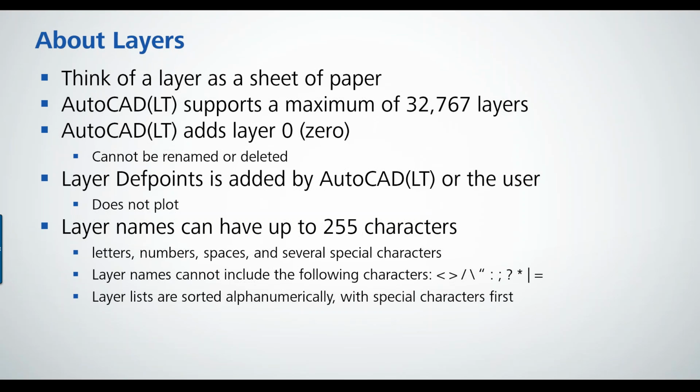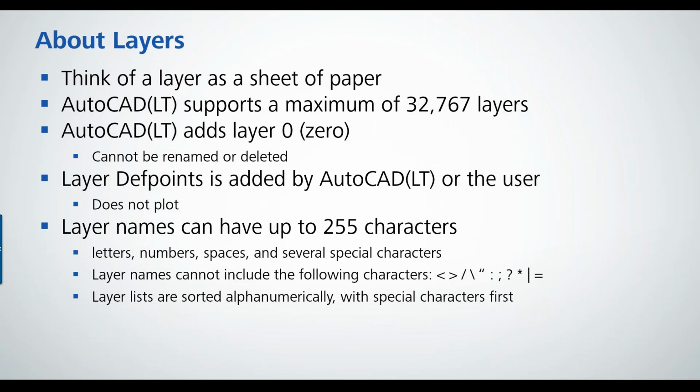Unlike a board drafter, AutoCAD and all the verticals, AutoCAD LT included, supports a maximum of 32,767 layers. You can create that many in your drawing, well, minus 2 of them. Layer 0 is a default layer. You can't do without it. It's the base for all other layers. You cannot rename it or delete it.